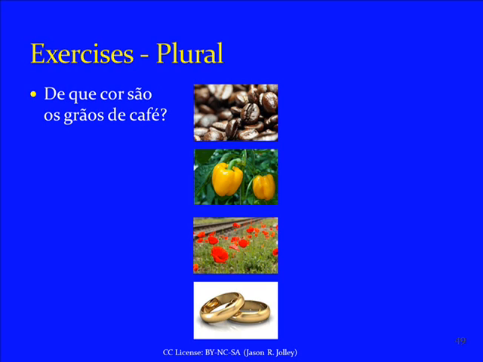First question is, de que cor são os grãos de café? Okay, so the correct answer that you should have said or written or thought about would involve the same form of the verb ser, são. Os grãos são marrons, or the longer form, os grãos de café são marrons.